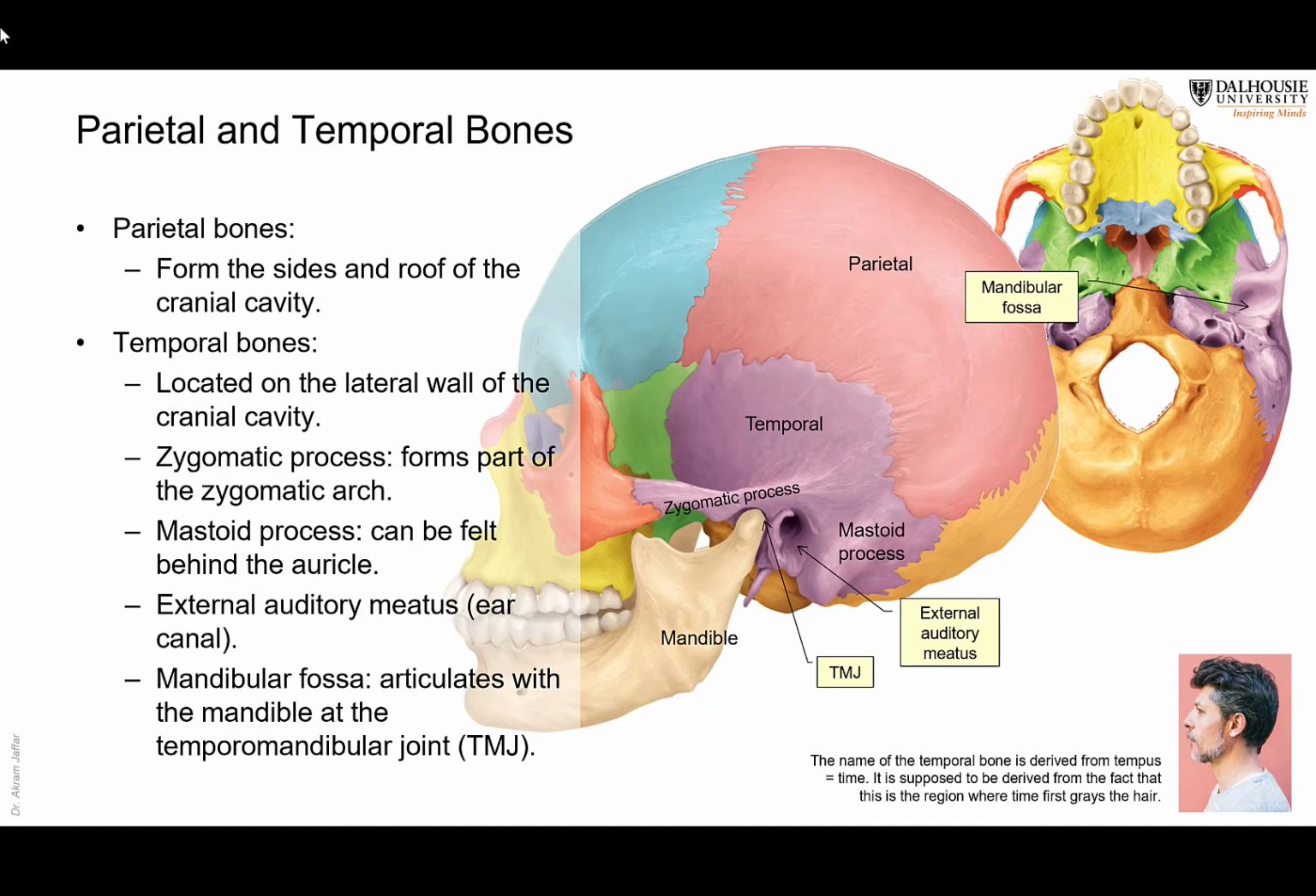The word temporal. What's the literal meaning of the word temporal? It means something related to time. The origin of the term temporal: this region of the head is the temporal region because here the effect of time appears at the beginning, when the hairs become gray. So the first gray hairs will appear in this region. So this region reflects time, so it's called the temporal region, and the bone underneath is called the temporal bone, and the lobe of the brain, which is deeper, is called the temporal lobe of the brain.